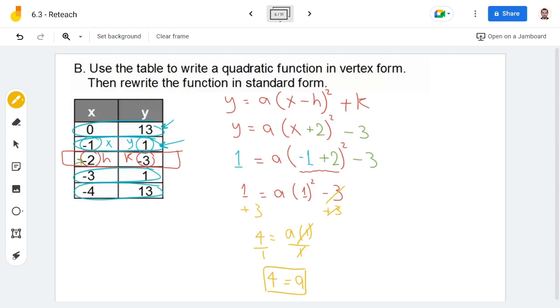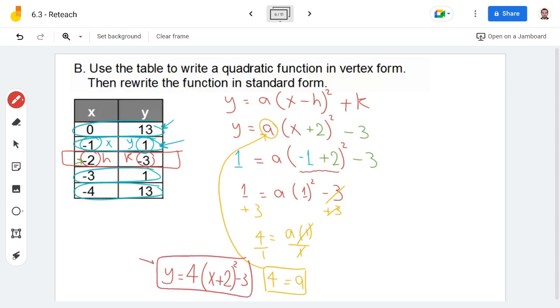Now, what's the next step we need to do? We need now to replace it in the formula here. So to write it in vertex form, it will be y equals 4(x plus 2) to the power of 2 minus 3. So this one is the vertex form. Now, after we write it in vertex form, let's convert it. Now, rewrite the function in standard form.